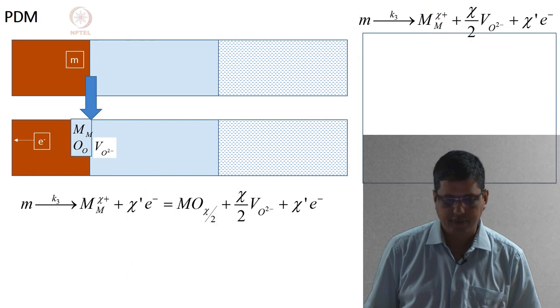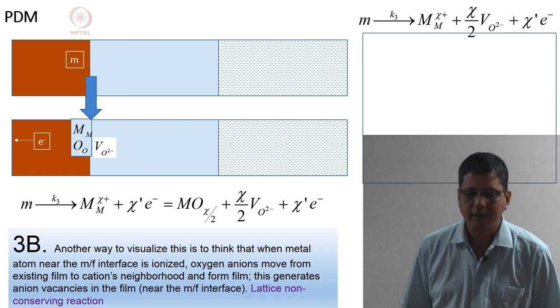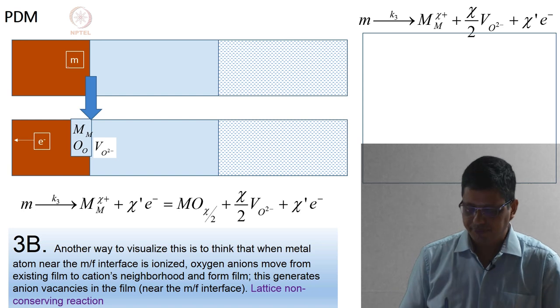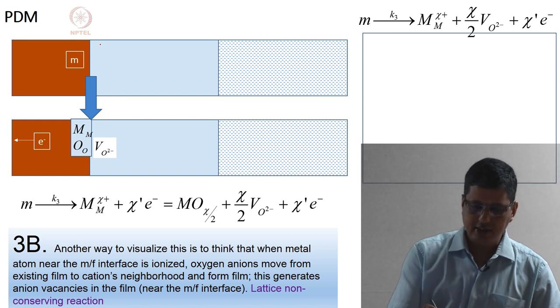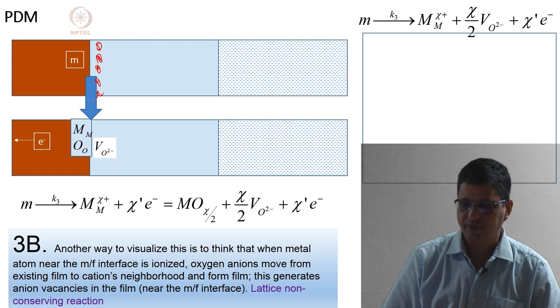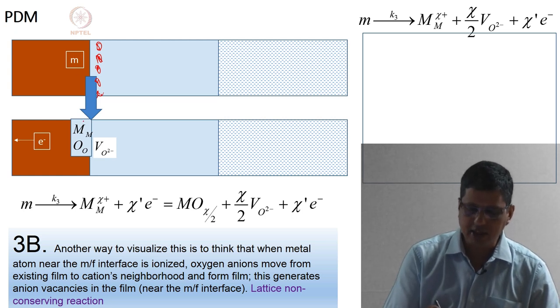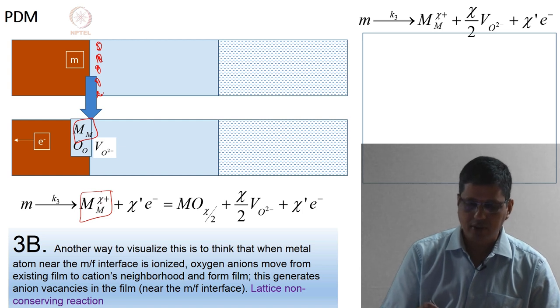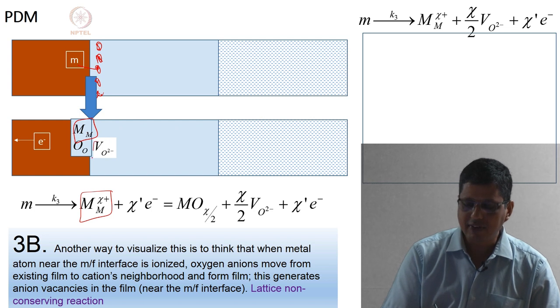This is the third step. Another way to visualize this, it is effectively the same reaction. So, we can say these are all filled cation and anion locations in the lattice. When a metal loses a number of electrons and becomes metal n plus, an anion here can move next to this, leaving a vacancy here.